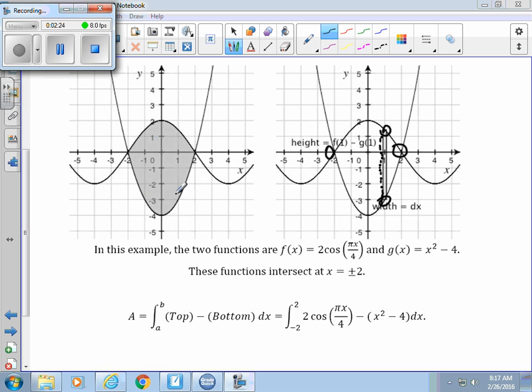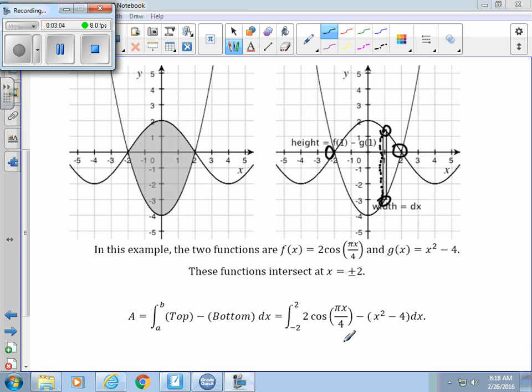So in this example that is graphed, the two functions are 2 cosine of pi x over 4 and x squared minus 4. Those two functions happen to intersect at positive and negative 2. That would be a calculator question, with the x squared mixed with the cosine of x. We will do some where we have to find the intersections by hand, but with the x squared mixed with the cosine of x, that'll be a calculator problem. Is it going to tell us where it intersects at the time? No. Sometimes we will. We will do an example like that.